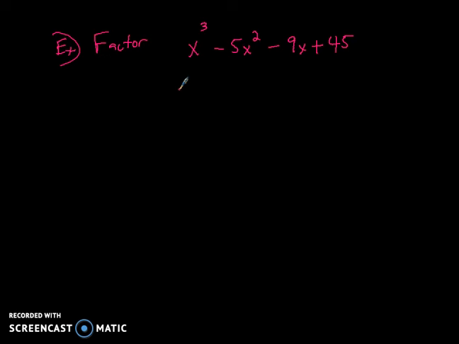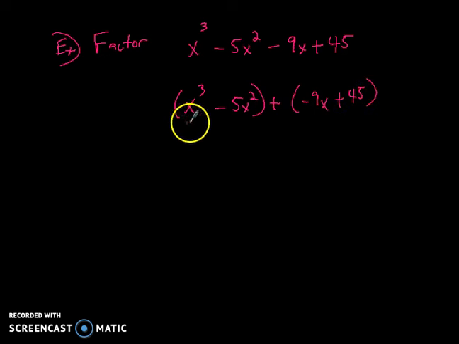If you guys are not ready, this is how it goes. I group together the first 2 terms, and then I group together the second 2 terms, and now look for the GCF here. GCF here is 5. I'm sorry, x squared. If you factor out an x squared from both of those, you leave x and subtract 5.